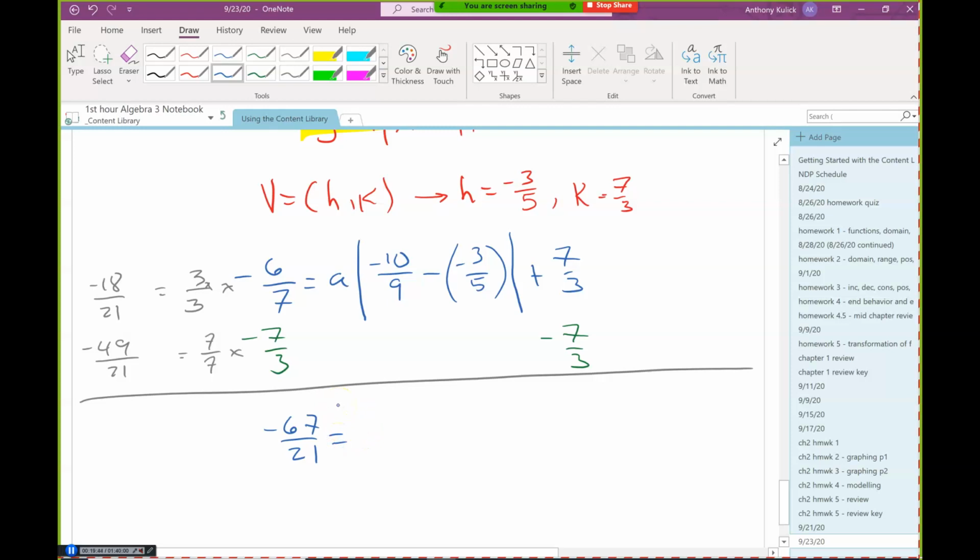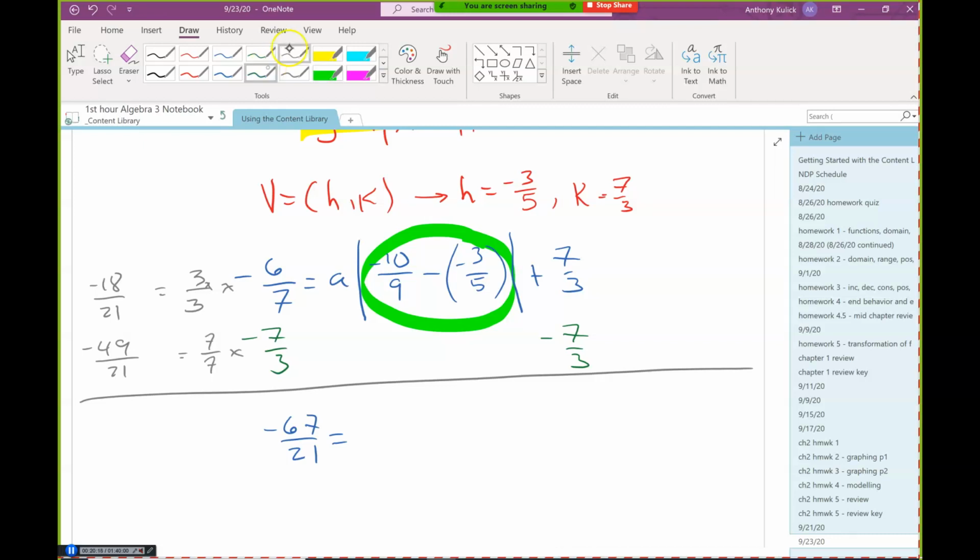And the denominator stays the same. Are we okay there? Now I should also combine my like terms here. Again, to do this, I'm going to need to have a common denominator. Looking at negative 10/9 and positive, because minus a negative, 3/5, the common denominator between 9 and 5 would be 45.